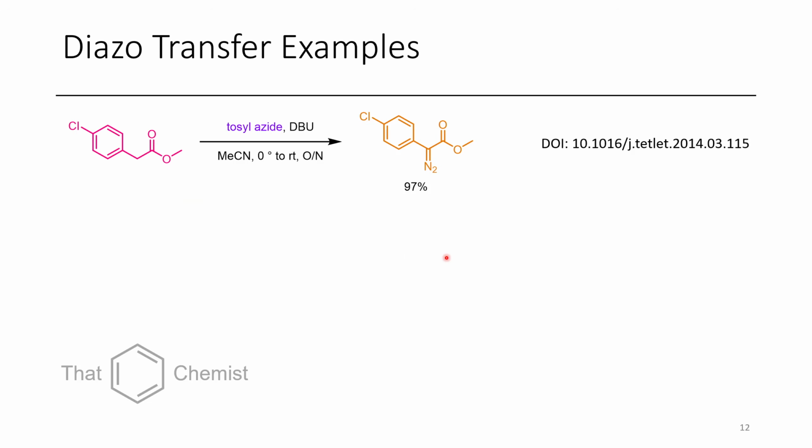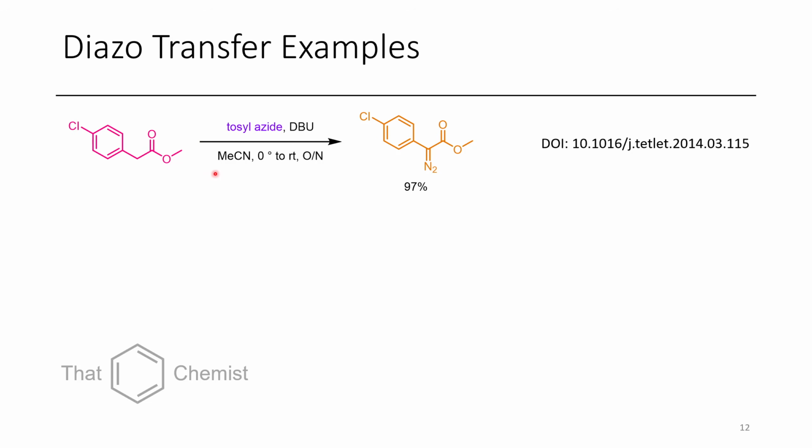Now, the conditions that you use for these have to be a little bit careful because those diazo groups can usually be easily substituted. These ones are a little bit more stable than unactivated ones. Because these aren't synthesized through a diazonium intermediate, they're just directly to the diazo, they're a little bit easier to work with.